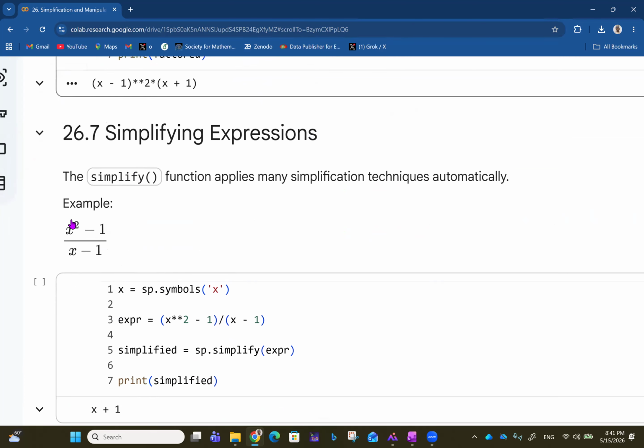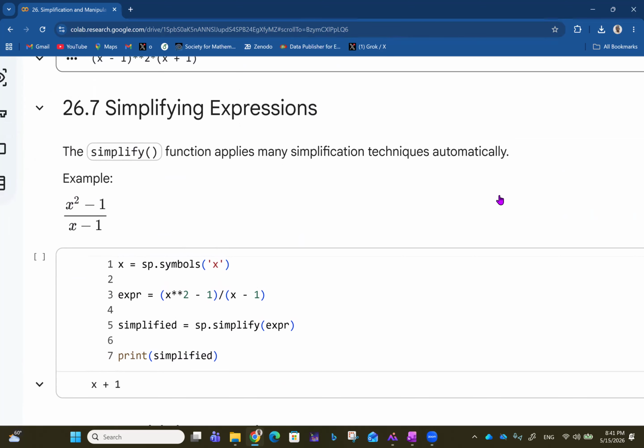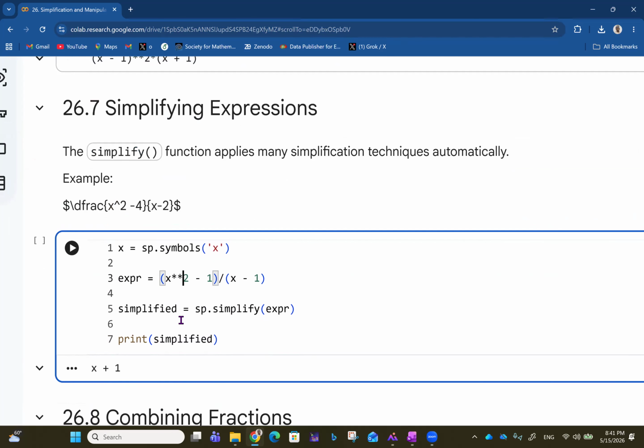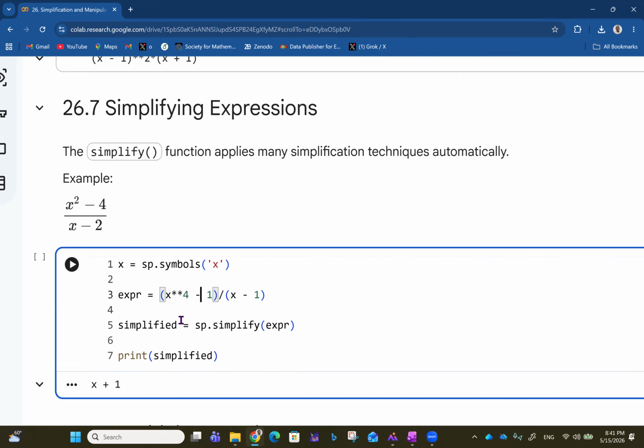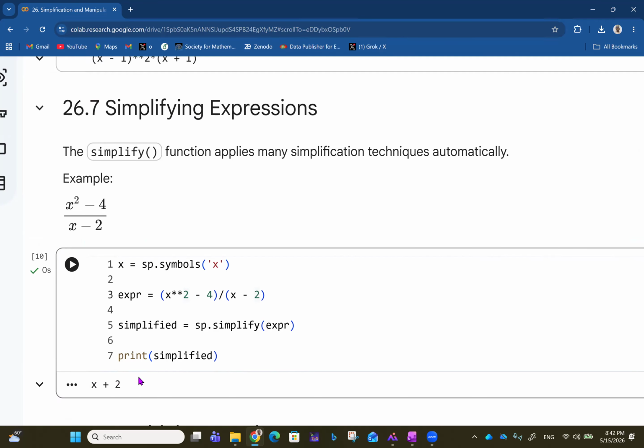Then you can simplify expressions. I mean, we've seen this in almost all the three videos so far on SymPy. The simplify function applies many simplification techniques automatically. So example, x squared minus 1 over x minus 1. That's a common example we've been doing. I want to change it this time around, let's switch it up to x squared minus 4 all over x minus 2, for a change, right? This is still x squared, now minus 4, and x minus 2. So the answer can now be x plus 2. If you run this now, this becomes x plus 2 like that.